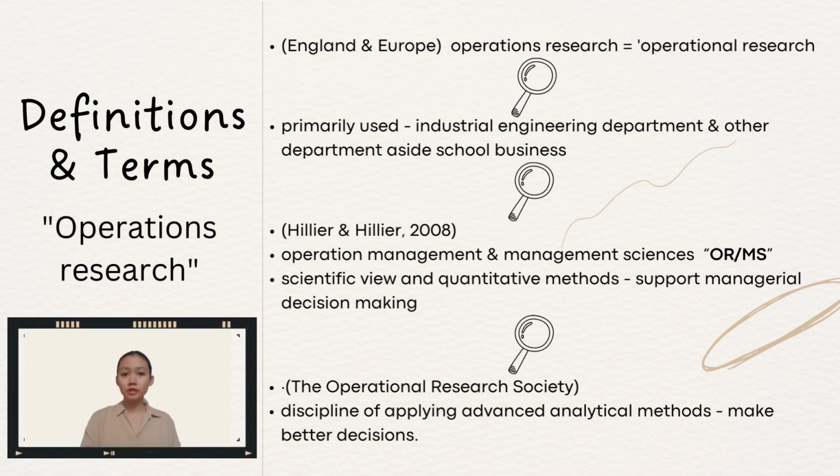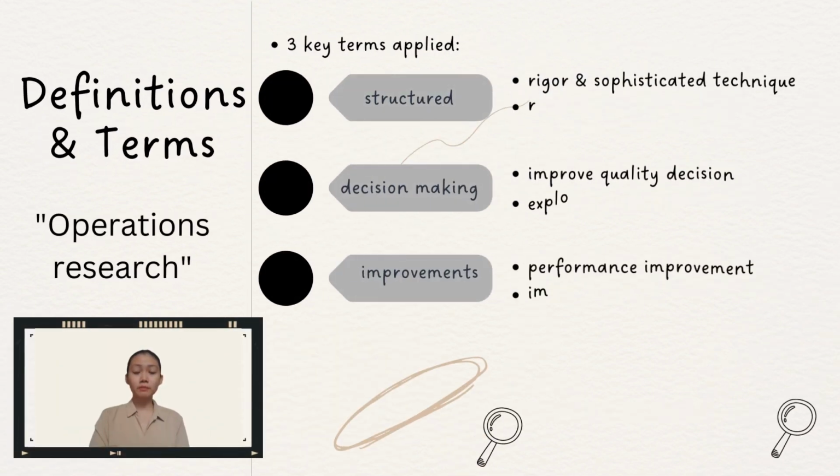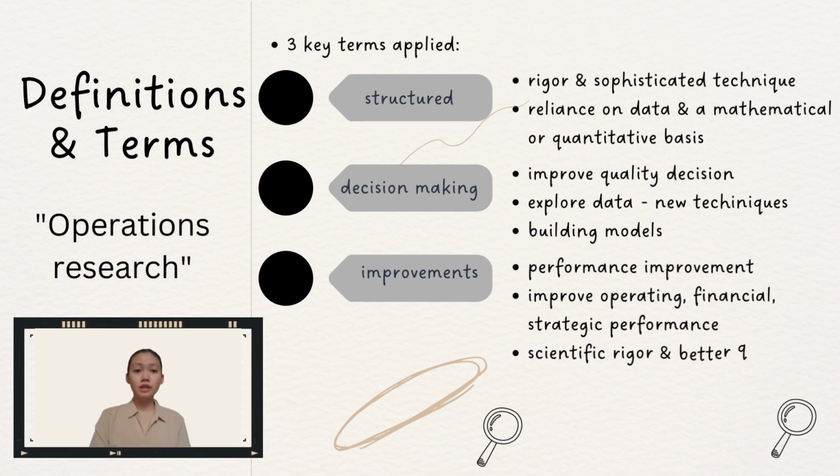According to Hillier and Hillier 2008, operational management and management sciences can be combined using the term ORMS. It is described using a scientific view and quantitative methods to support managerial decision making. The Operational Research Society defined OR as the discipline of applying advanced analytical methods to help in making better decisions. There are three key terms applied in major definitions, which are structured, decision making, and improvement.